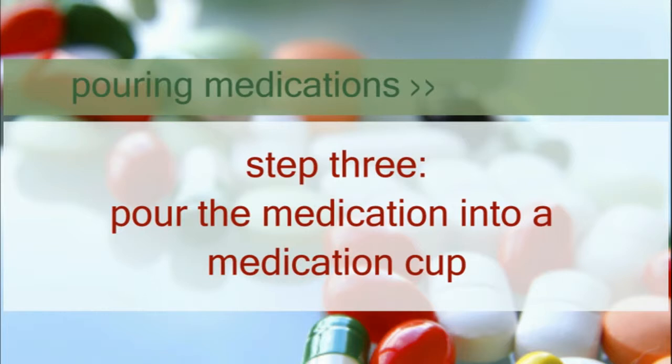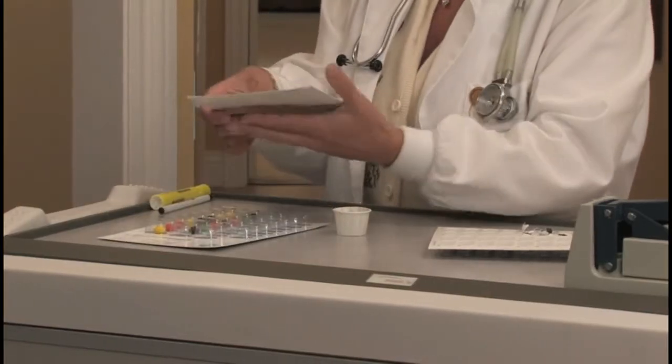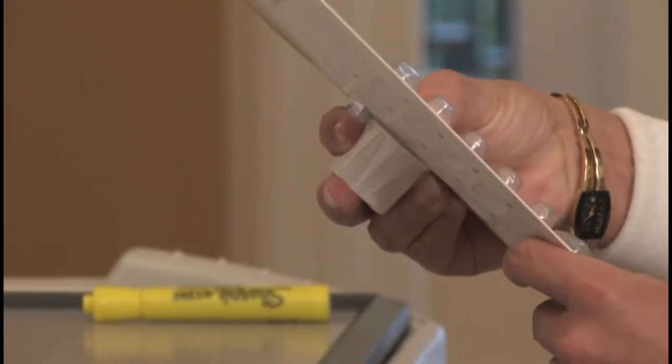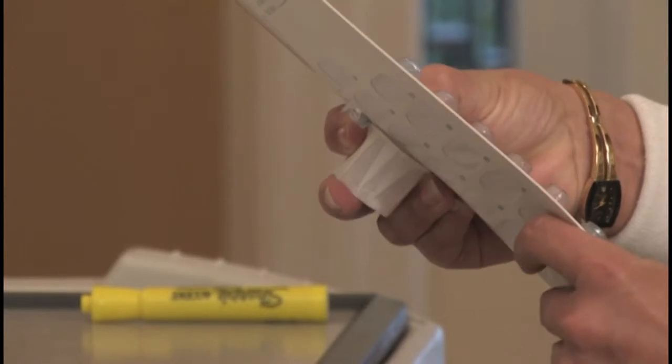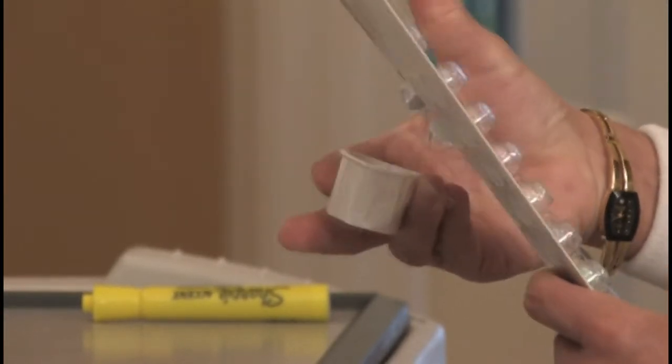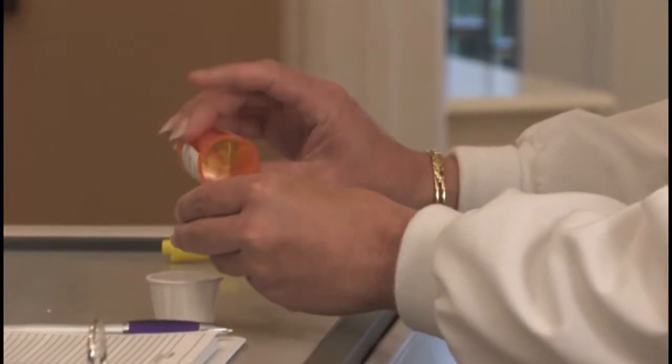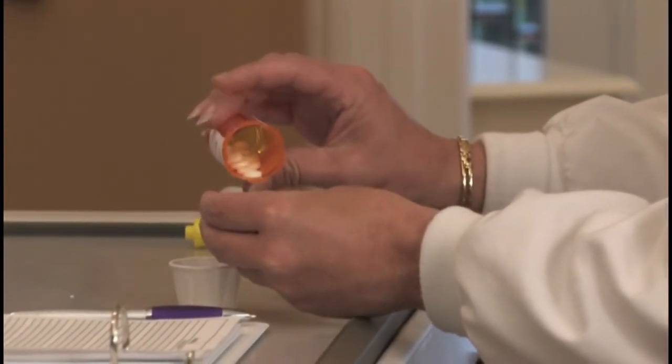Step 3 is to then pour the medications into a medication cup. At this time, you will perform your second check, again checking the label of the medication against the MAR. It's very important as you pour your medications that you never touch them. When using a bubble pack, you can simply punch the medication out of the pack directly into your pill cup. If using vials or bottles of medication, you can pour the pills into the cap and then from the cap into your pill cup.